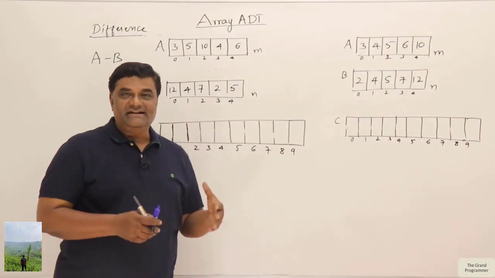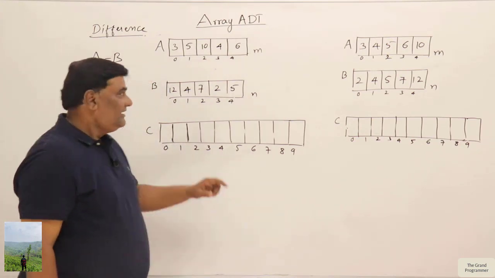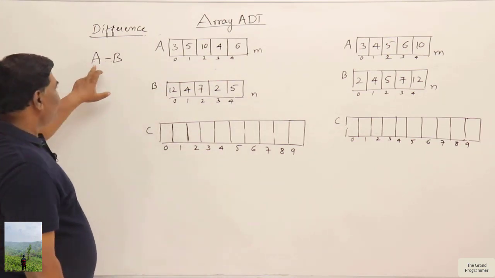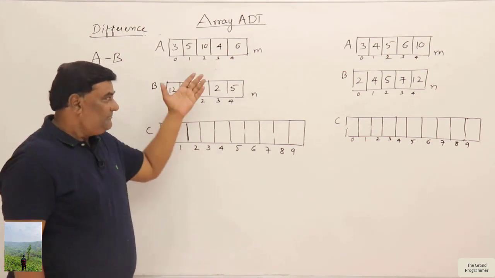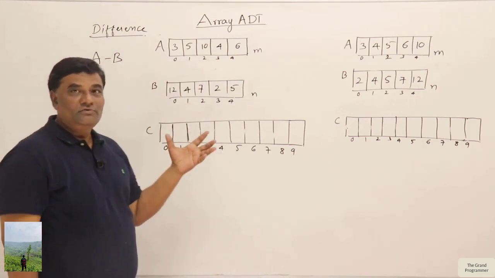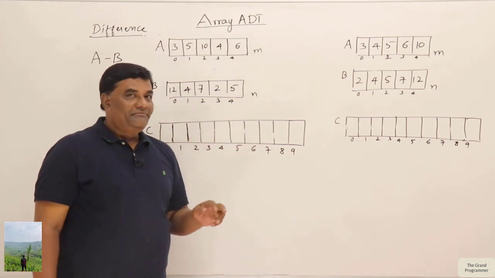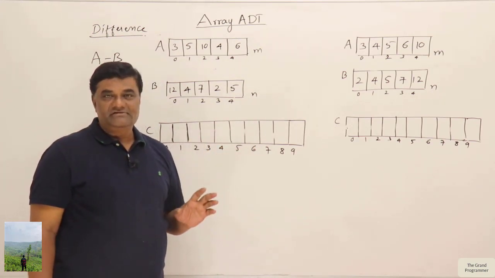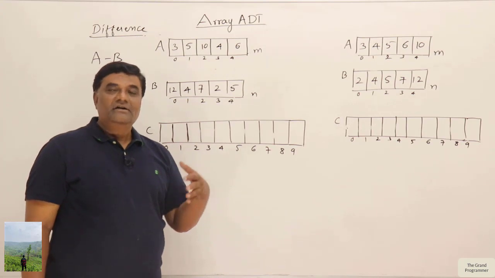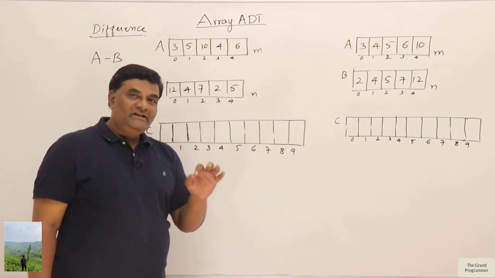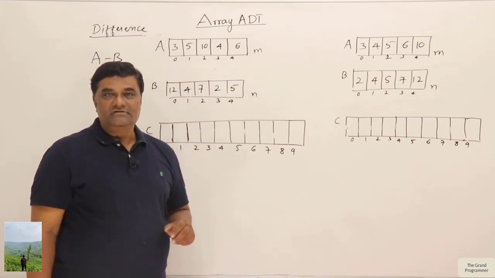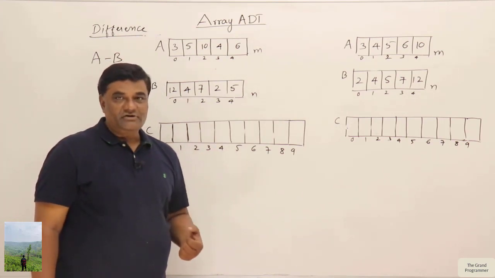Next operation is a set difference, that is the difference operation. We have two sets, then we say A minus B, that is subtraction of two sets. A minus B means we want all those elements of A which are not there in B. So subtract the common elements between A and B and take only those elements which are only in A, not in B at all. So this is a difference operation.